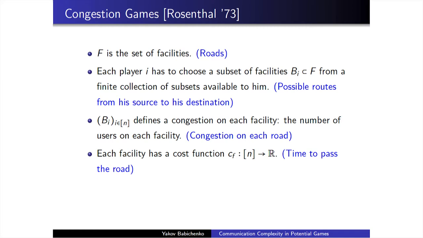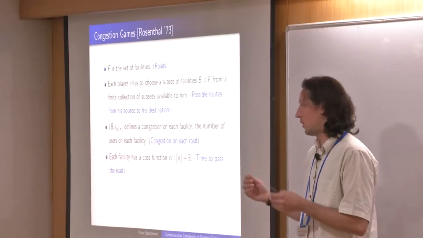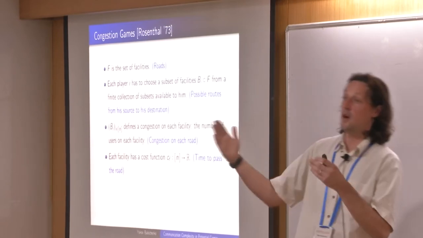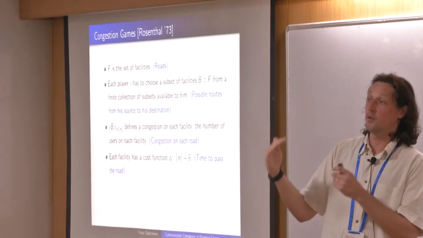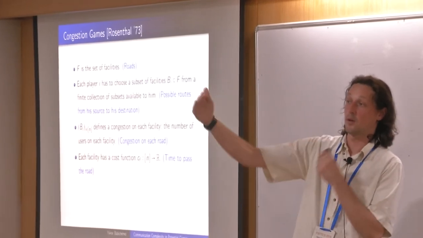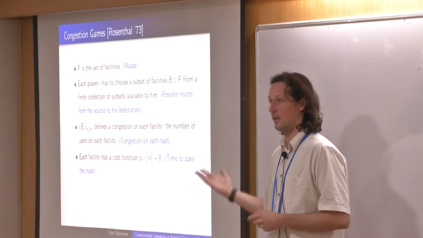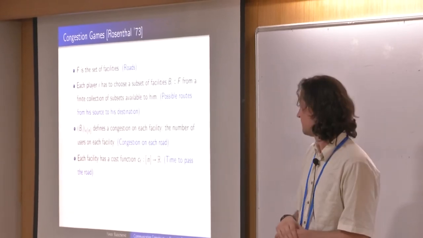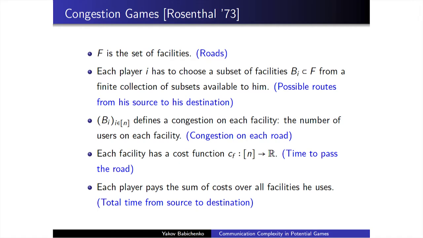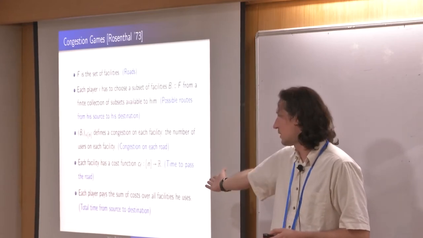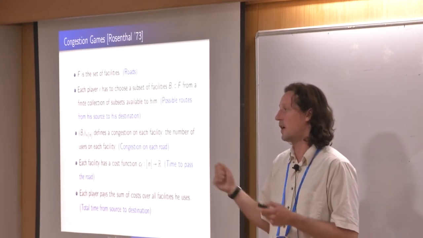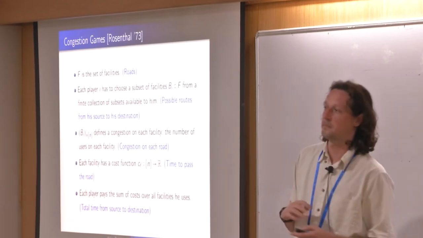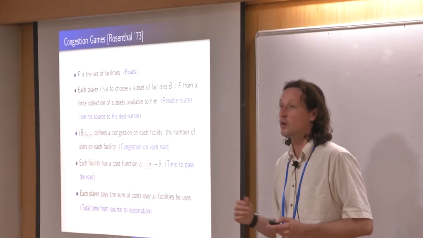Each facility has a cost function, which in the context of routing means how congested the road will be, or namely how much time it will take me to cross the road if this is the number of players that will use it. And finally, the utility of each player is essentially the sum of costs over all facilities that he has used, which in this case captures the total time from source to destination. Okay? So this class is called congestion games.